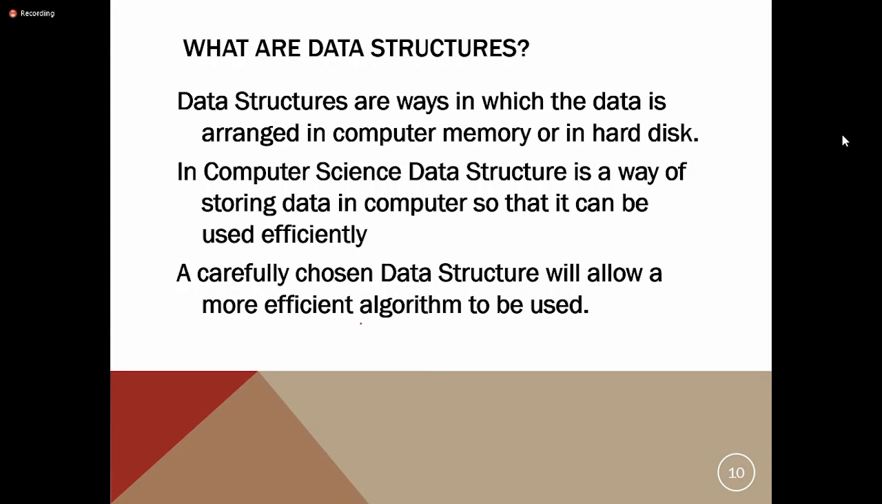So algorithm, what is the meaning of algorithm? Algorithm means a step-by-step instruction set. A step-by-step process. Like how to make a tea. How to make a cup of tea. Right? We have a step-by-step process. Right? Likewise, to write efficient algorithms, data structures are used.